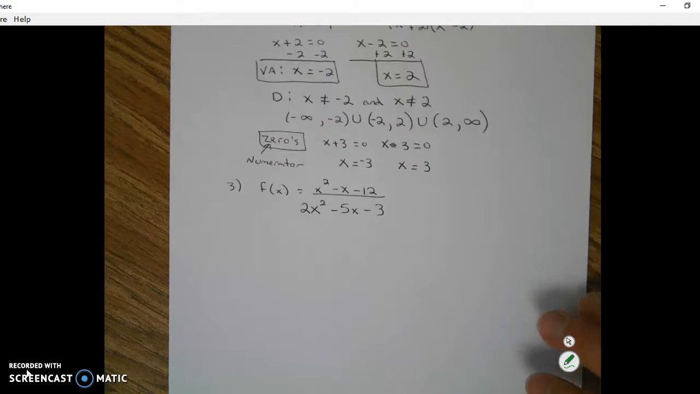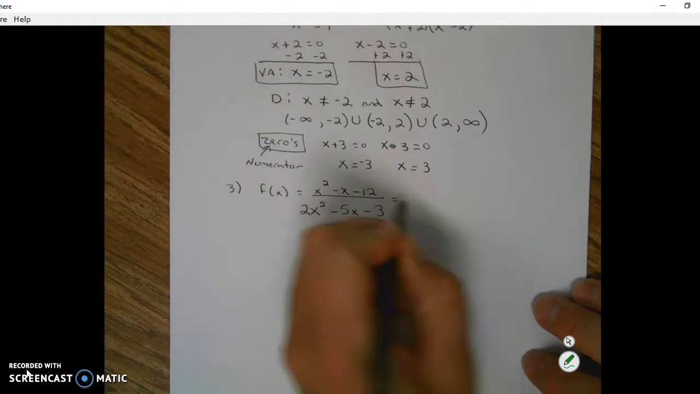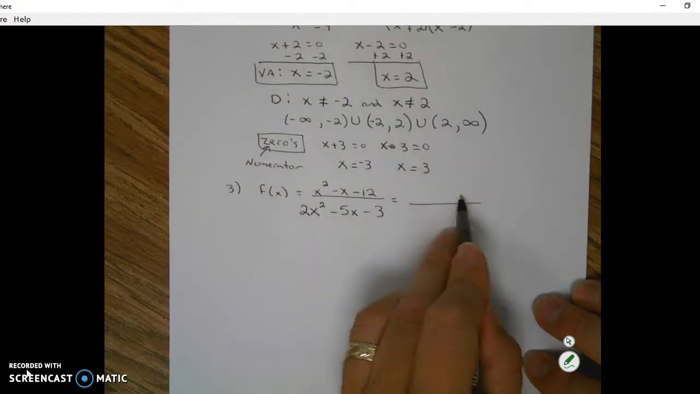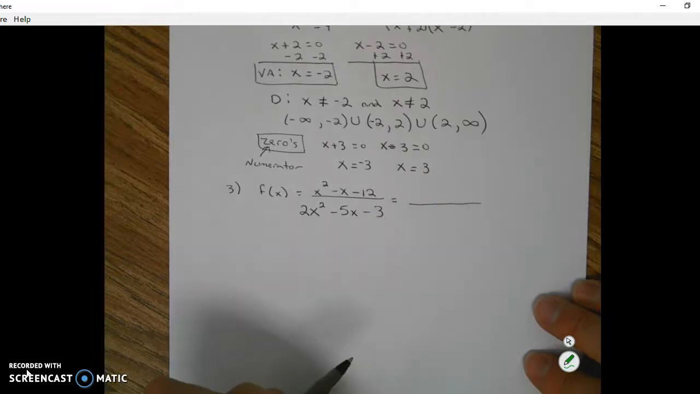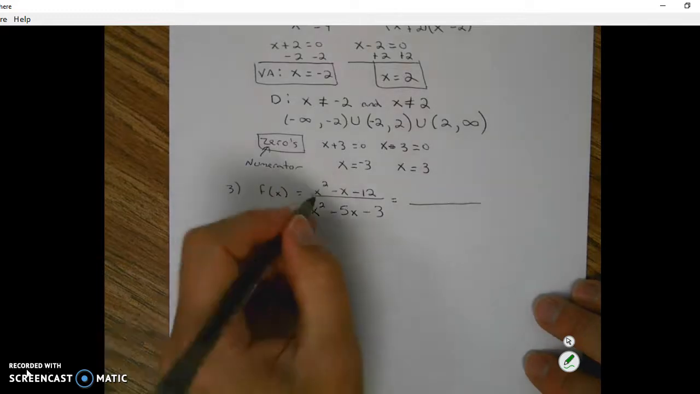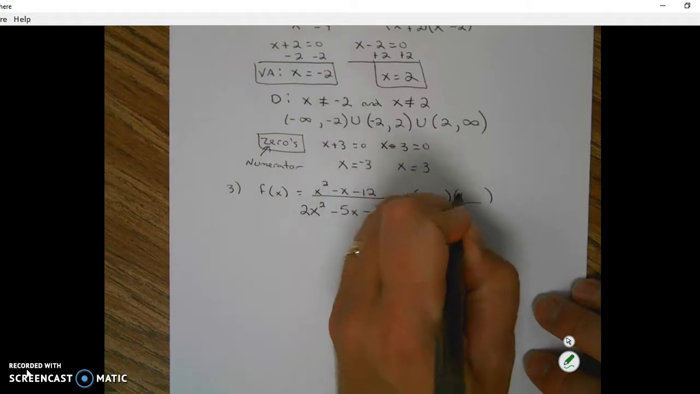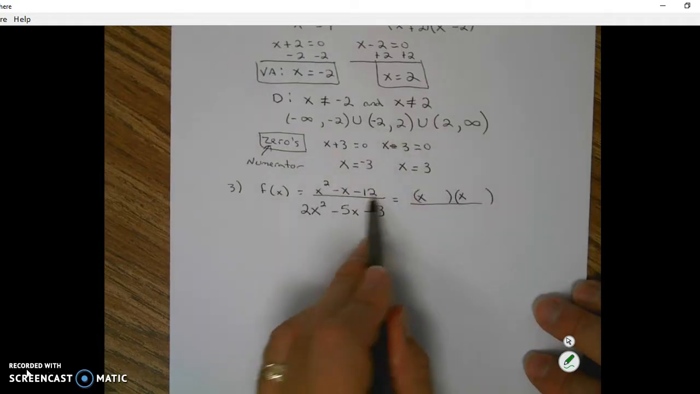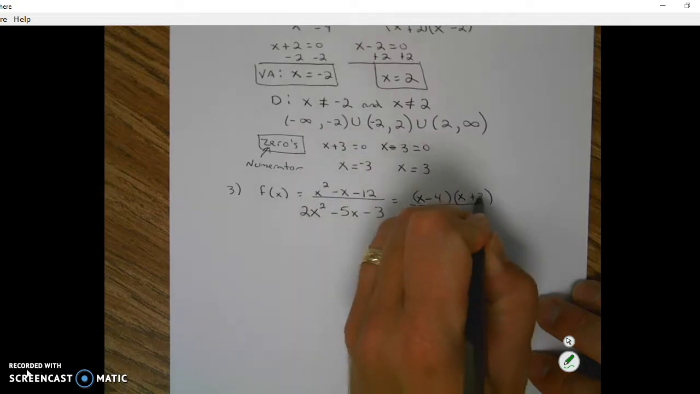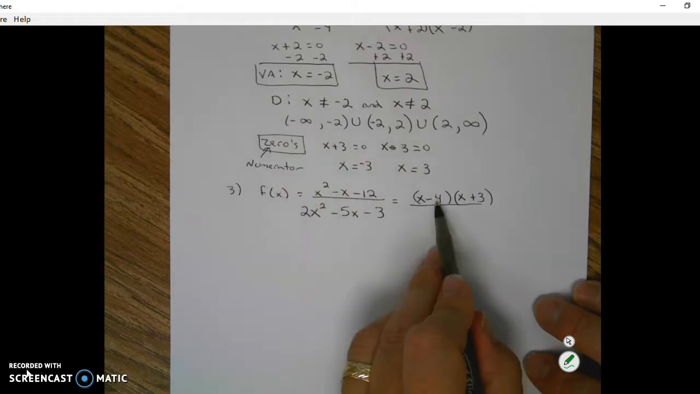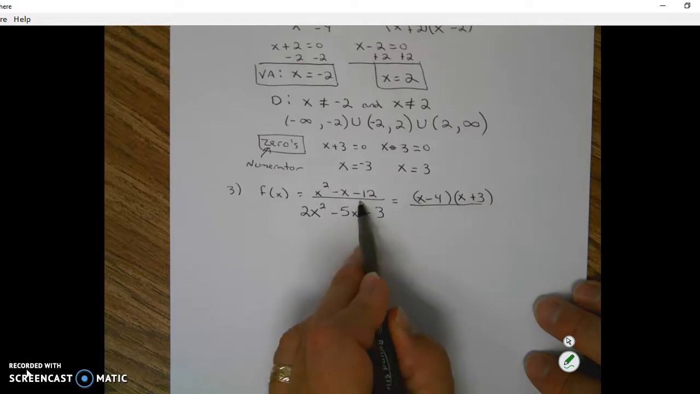Okay, let's start off with another one. First thing we want to do here is try to factor the numerator in order to find the zeros, and we're going to factor the denominator in order to find the vertical asymptotes. So factoring the numerator, that one's pretty straightforward. X squared breaks down to x and x, and this is going to be minus 4 and positive 3. They add up to negative 1, and they multiply to give you negative 12.